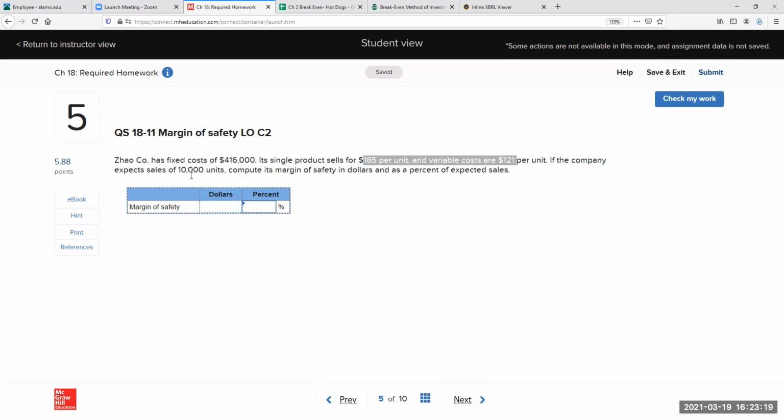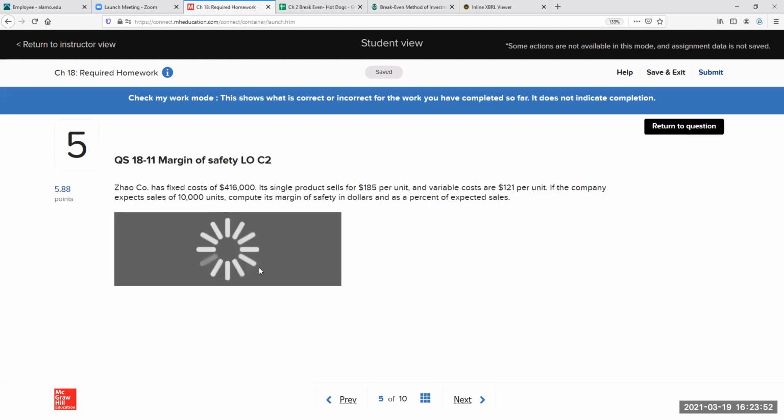6,500. Oh, I'm at 10,000 though, and I'm selling 10,000. So I'm 3,500 above, so I'm at 35%. I got 3,500 divided by 10,000, so I got 35%. So how many units is that? 3,500. Well, multiply that times the selling price. 3,500 units, because I got 6,500 to break even, and I'm selling at 185. So mine is 647,500. And let's check my work.